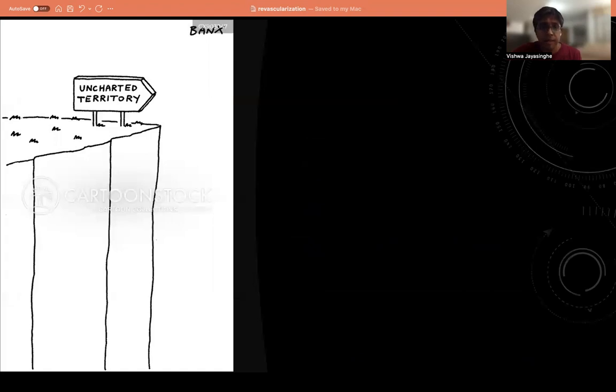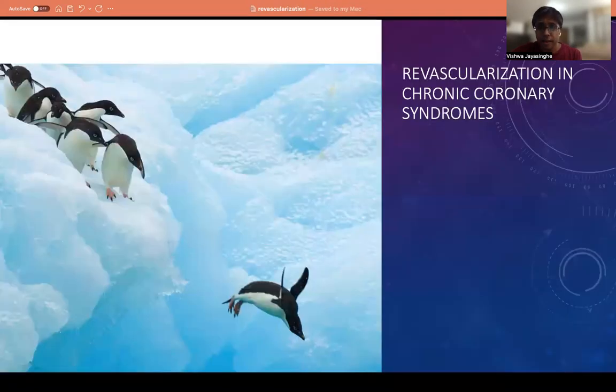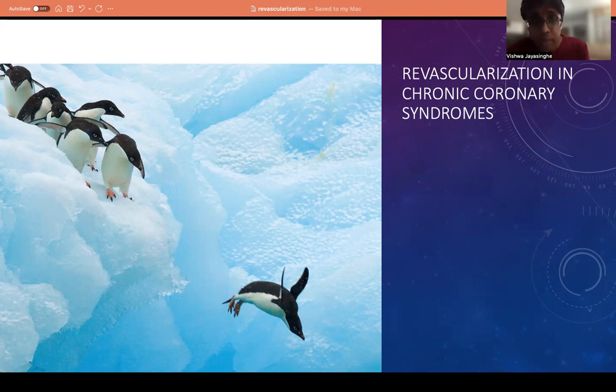Right. Now, the clear-cut territory is done. Now we are going towards uncharted waters: revascularization in chronic coronary syndromes. It's a very controversial area. The guideline committee itself is confused, and surgeons are against these recommendations. So let's see.